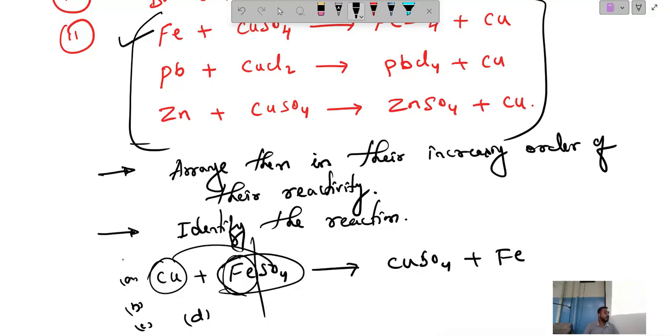Does copper have that much strength to separate ferrous and sulfate, to eliminate iron and take sulfate with copper? No, not at all. Why? Because iron is the more reactive metal and copper is the least reactive metal. A least reactive metal can never displace a highly reactive metal.